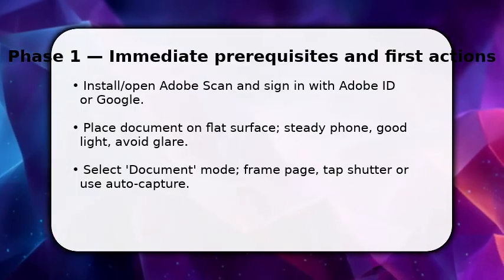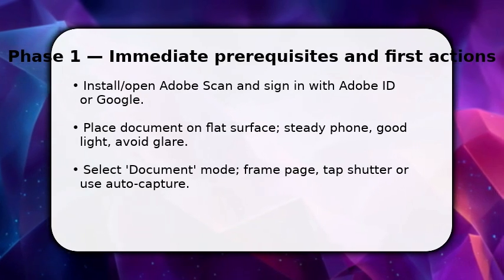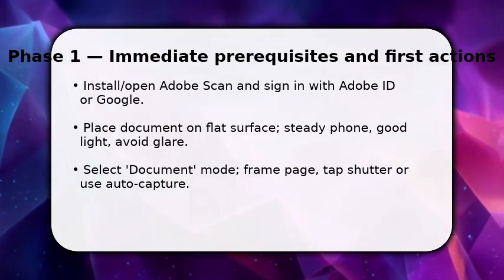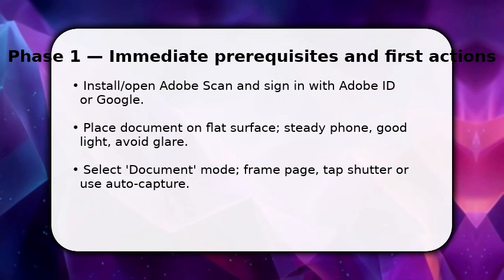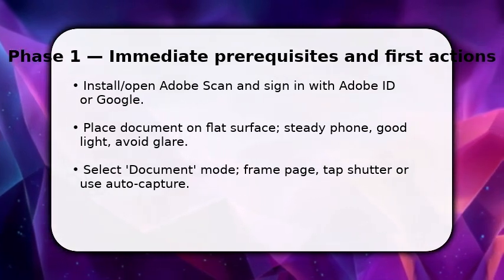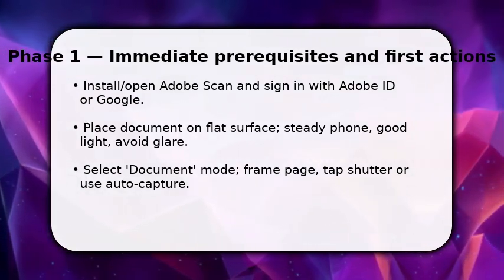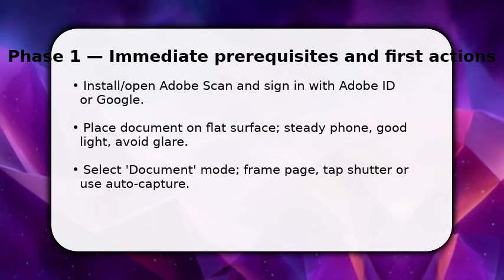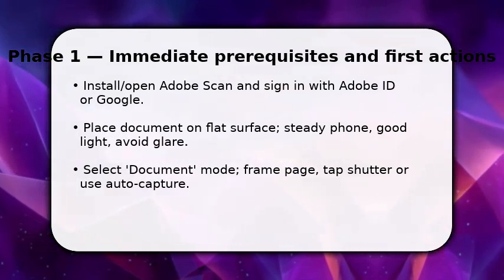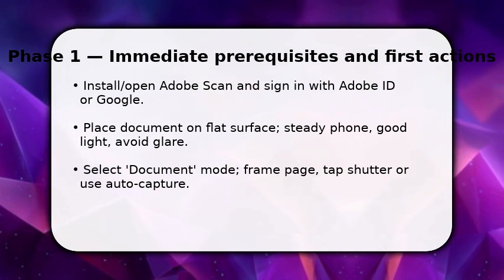You start by opening Adobe Scan and signing in so your scans sync. Frame the page, because clear contrast helps OCR find text. Once done, tap the shutter or let Auto Capture grab the image. Make sure edges are aligned and crop immediately if needed, since a tight crop reduces errors later.